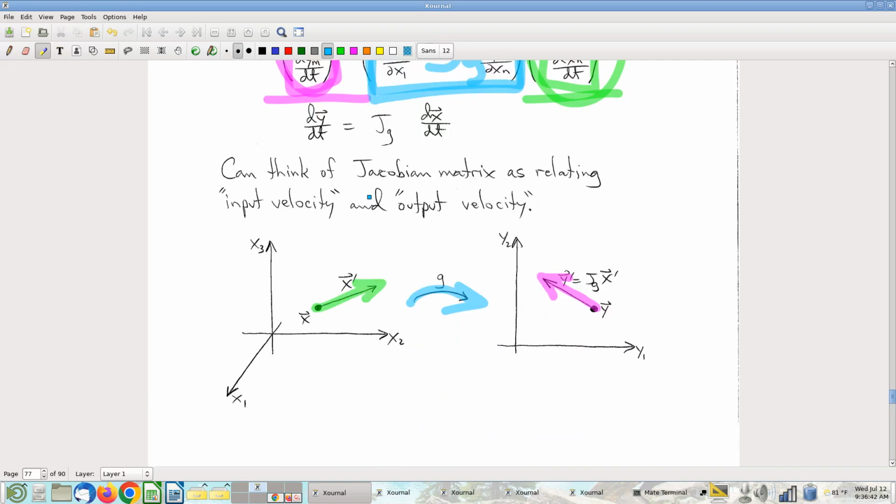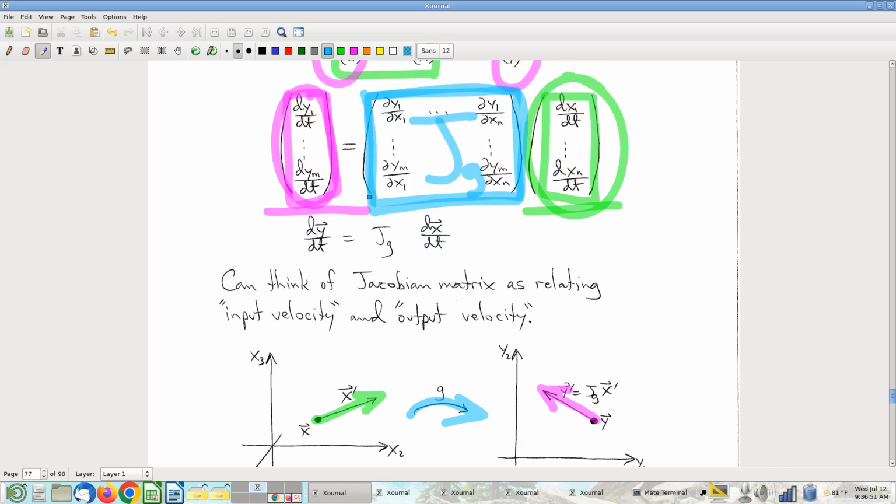Don't forget what a velocity is. A velocity is a rate of change, right? And so another way to say it is this matrix, the Jacobian matrix, relates input changes to output changes. Again, that's our primary interpretation of what a derivative is.